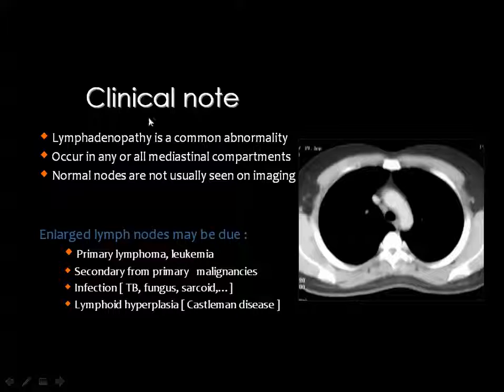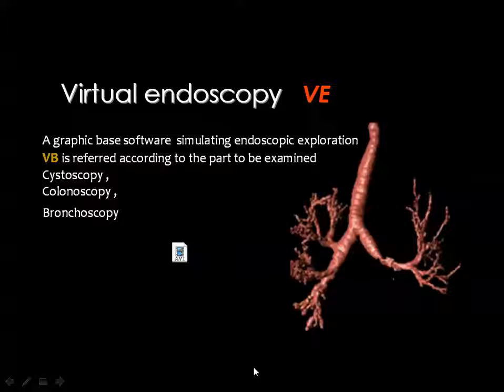Then lymphadenopathy is a common abnormality. It occurs in all mediastinal compartments. We'll see this in the mediastinal imaging lecture. Nodes are not usually seen on imaging if they are normal. And enlarged lymph nodes have a very big list of causes. We'll discuss it once more, but these are the common lymph node pathologies you can meet in clinical practice: lymphoma or leukemia, metastases from primary malignancies, infection like TB and sarcoid, and lymphoid hyperplasia.